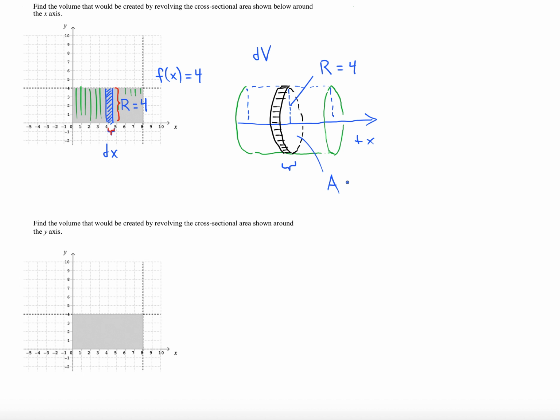So we know from geometry that an area of a circle has the formula pi r squared. Okay. And we also know from geometry that the volume of a cylinder is going to be pi r squared times the height of that cylinder. So I like to write down geometry formulas that could be useful in the integration. And so we'll start with those.